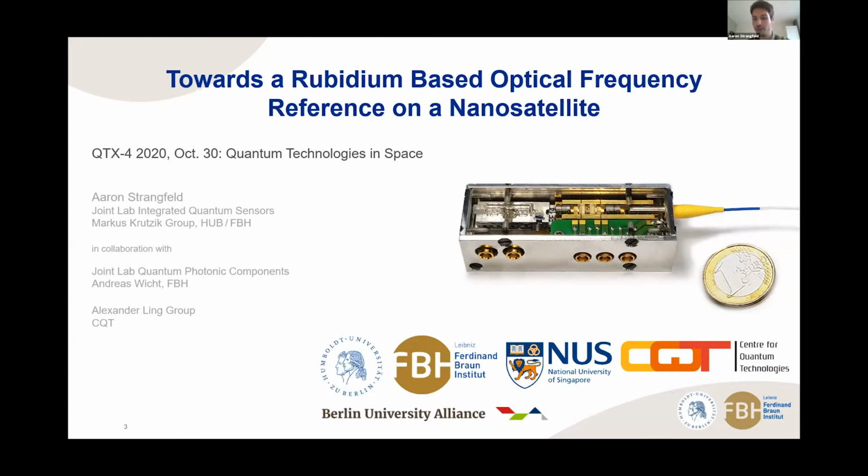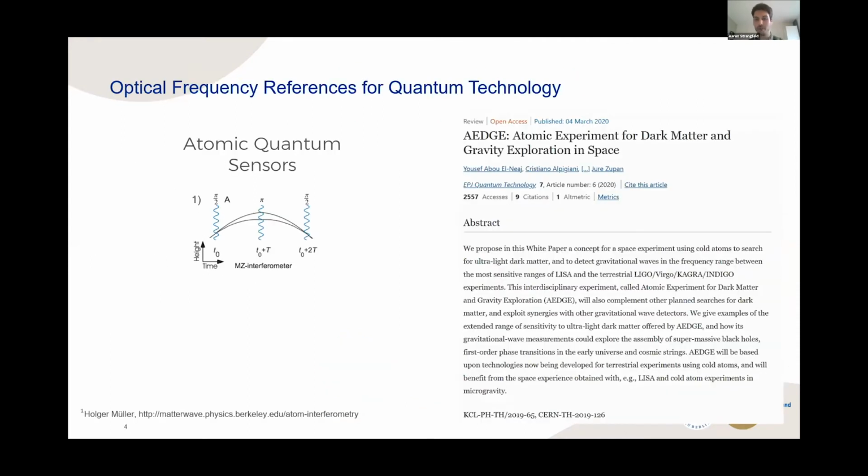First, I want to motivate why we develop such compact systems. One example I want to point out is the EDGE atomic experiment for dark matter and gravity exploration in space. In this white paper recently, it was said that atom interferometers, one type of quantum sensors, can be used to measure gravitational waves and do research on ultralight dark matter if operated in space.